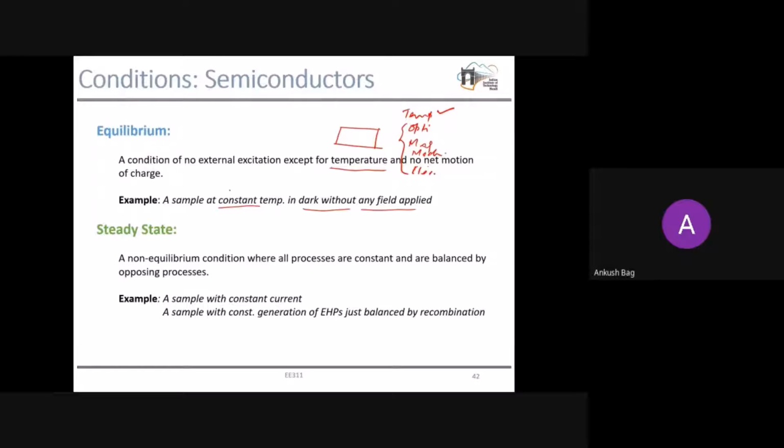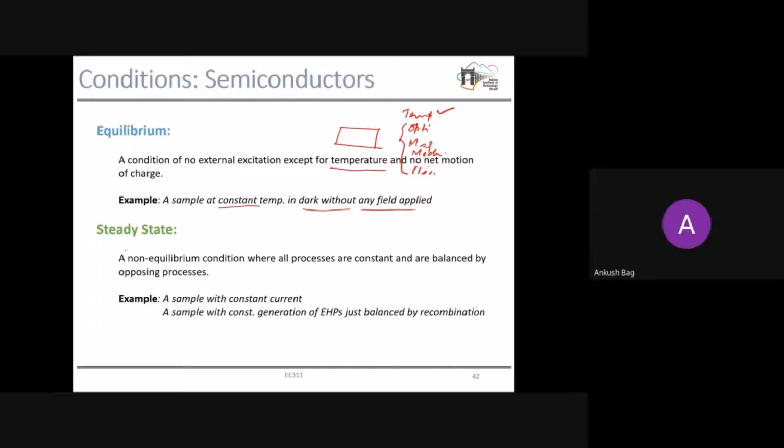Due to this temperature, there could be carriers, because at 0 Kelvin there will be no carriers, as all the covalent bonds are fixed, so there will be no carriers available. But in thermal equilibrium, there will be carriers, but there will be no other external energy or external force or field apart from temperature.